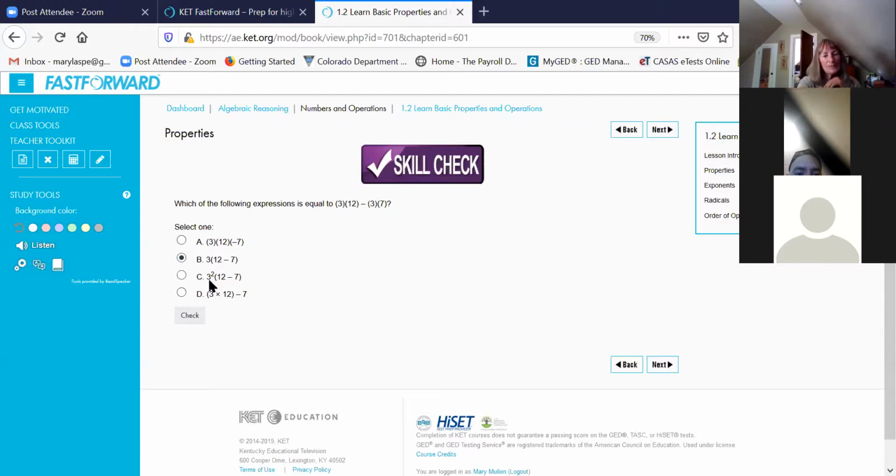Let's see what happens if we try this one, your choice C. So 12 minus 7 is 5. But 3 squared is 3 times 3, so that would be 9. And 9 times 5 is 45. So we really have changed the value of it by putting that squared there.